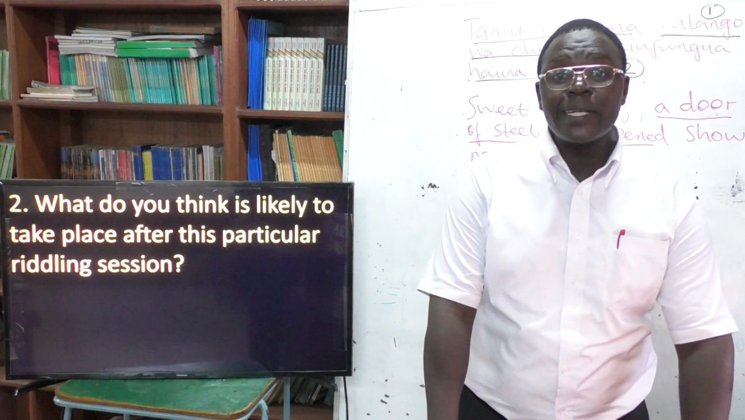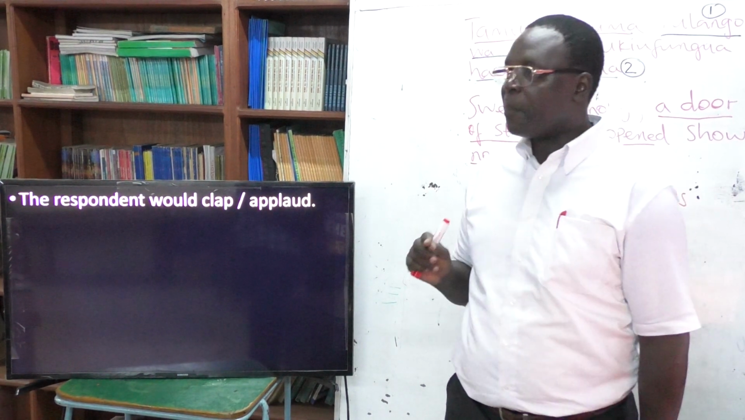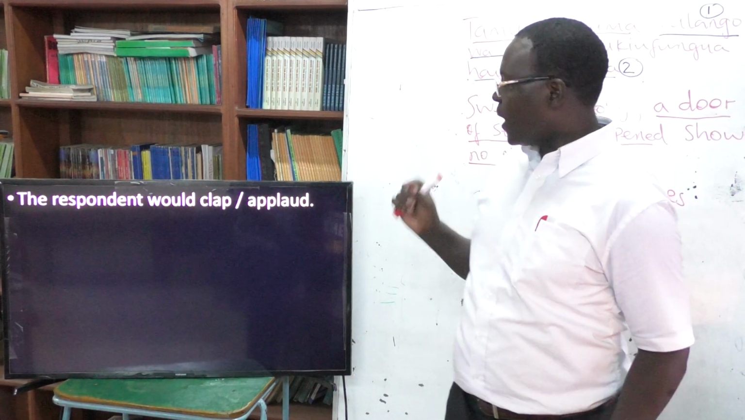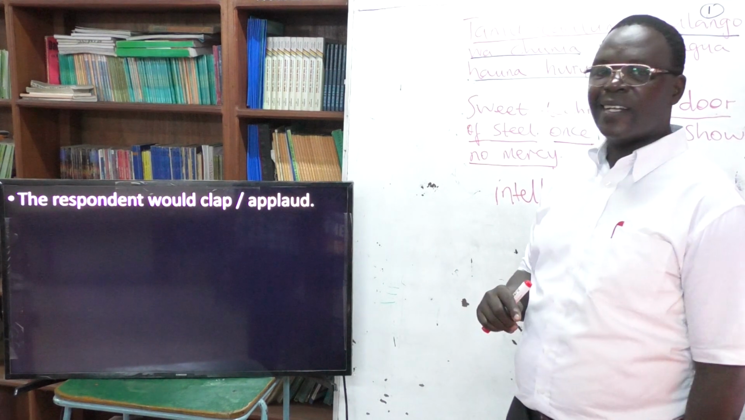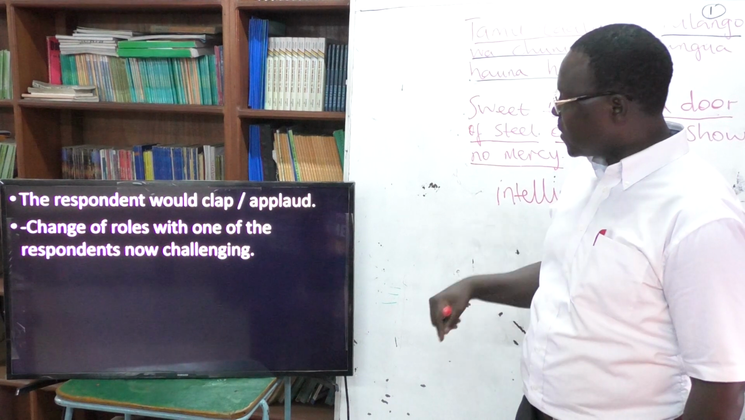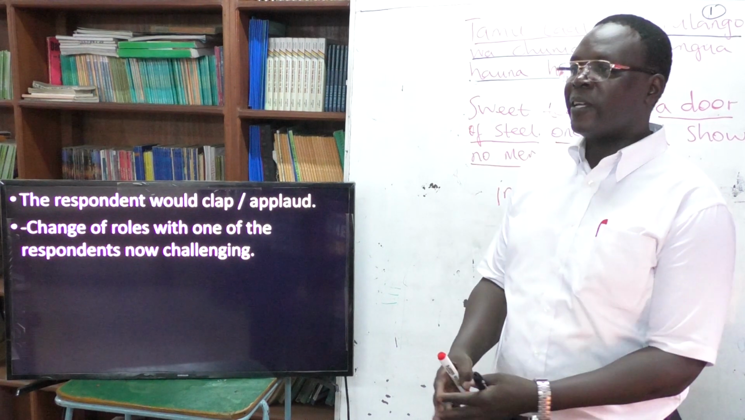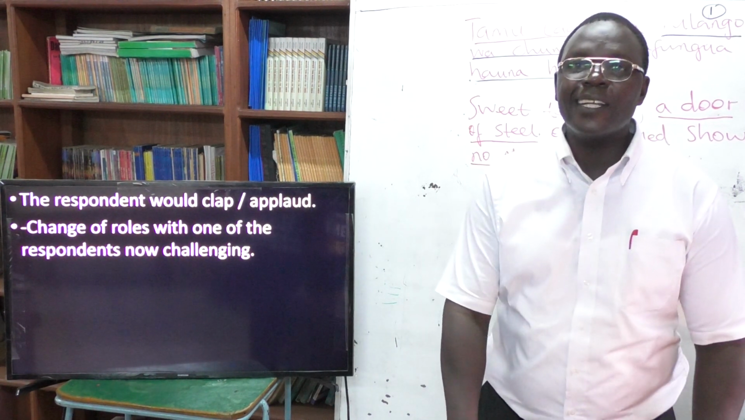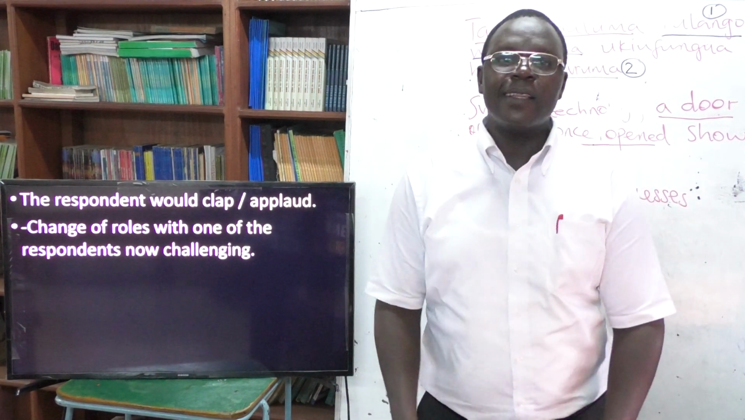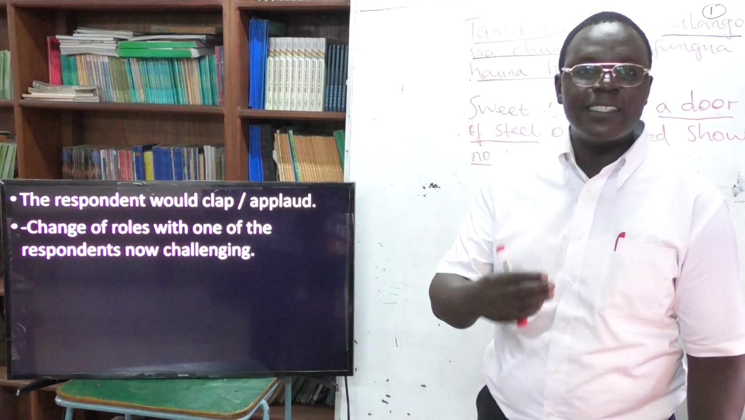The answers are documented. For example, one, the respondent would clap, that is, applaud. Two, the change of roles with one of the respondents now challenging. After this, let us have so-and-so giving us her riddle or his riddle. That is change of roles. Now the challenger becomes the respondent and the respondent becomes the challenger. That is a possible end of this session.